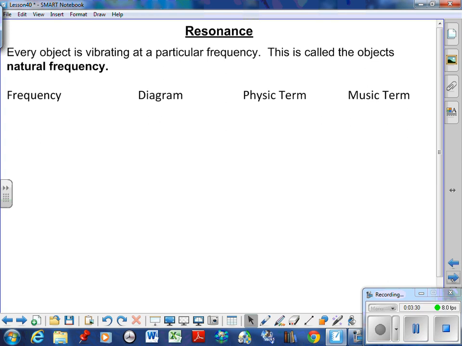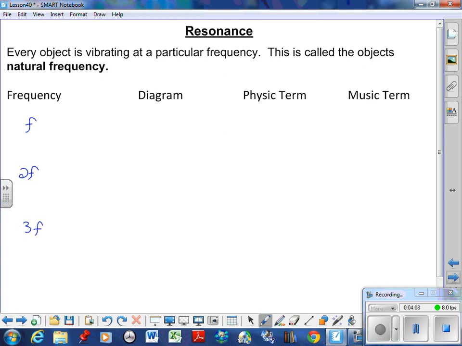So let's talk about resonance for a second here. So resonance, every object is vibrating at a particular frequency, and some objects we call this the natural frequency. So I have to do both physics term and a music term because people know it as a little bit different. So basically, it's just going to create a table here. So in terms of frequency, I'm just going to go with F, 2F, and 3F. All right, just to give you whatever the frequency is.